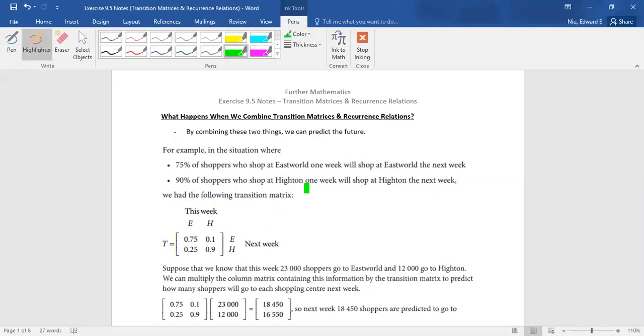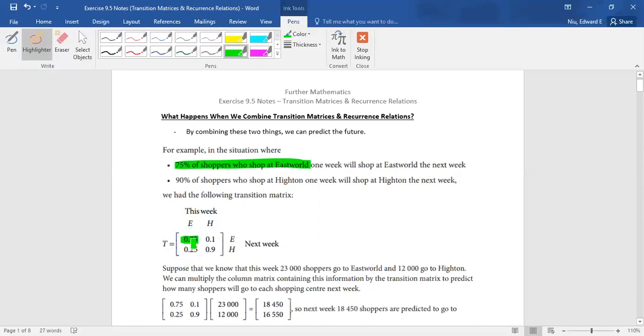Don't be shy. So just to start with, to recap on transition matrices, we had a look at an example last time on the number of shoppers at Eastworld and Highton shopping centres. So 75% who shop at Eastworld one week then shop at Eastworld the next week. This corresponds to the top left element, and we convert the percentage to 0.75. Remember, the columns always add up to 1 or 100%.